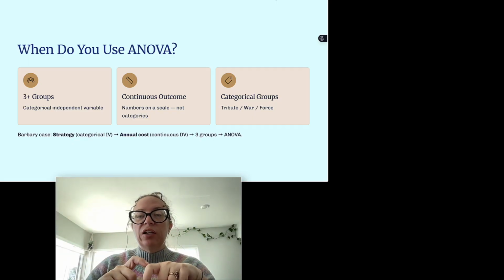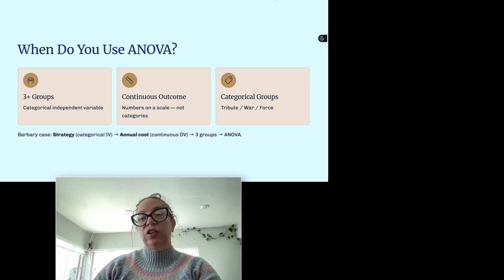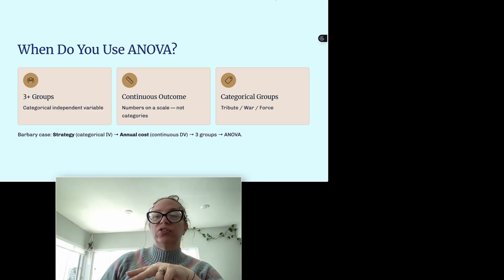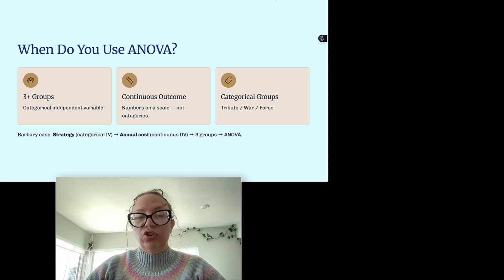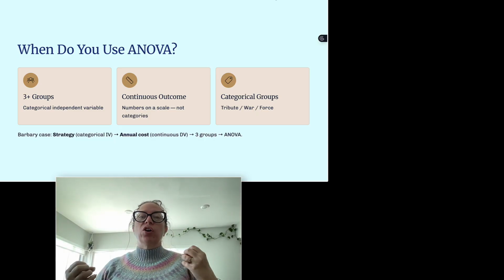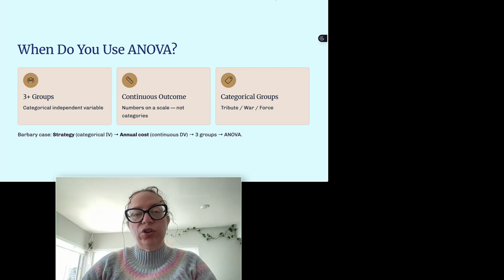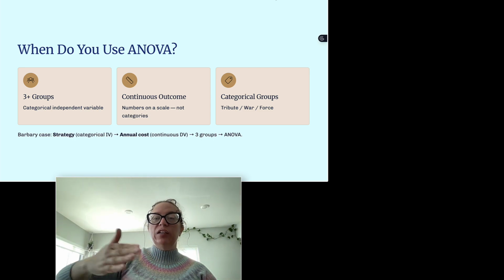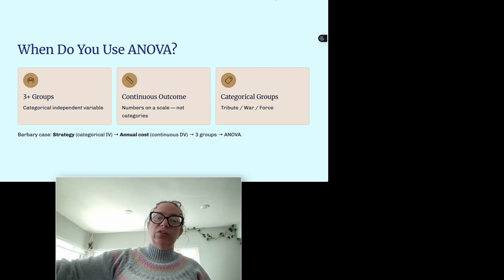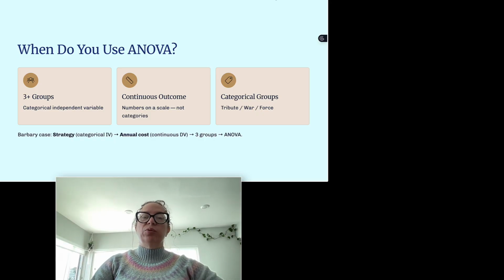So in the Barbary case, our independent variable is going to be diplomatic strategy. 3 categories, okay? They're not a continuous variable, they're categories. And then our dependent variable is going to be the annual cost imposed on American commerce. How well did those strategies work based on the cost to our economy? So a continuous outcome. The money is a number on a continuous scale. But the independent variable is categorical groupings. 3 groups, ANOVA. Continuous outcome, categorical grouping, 3 groups equals ANOVA.